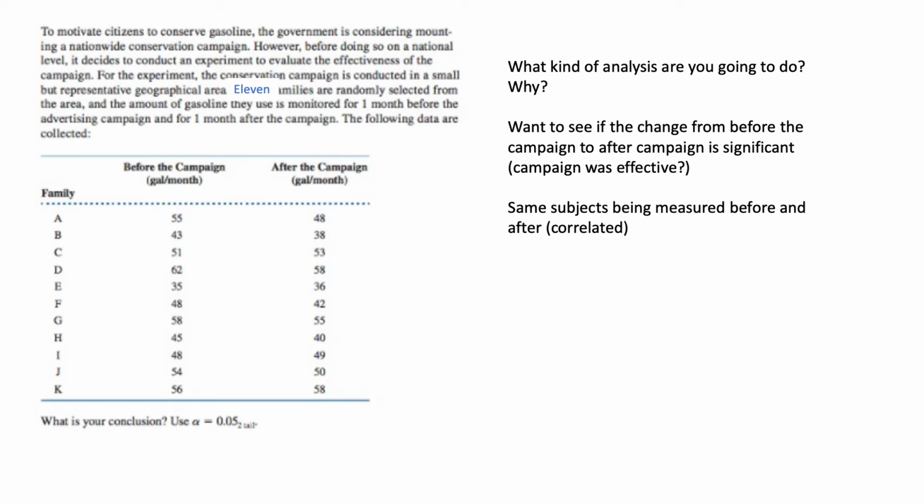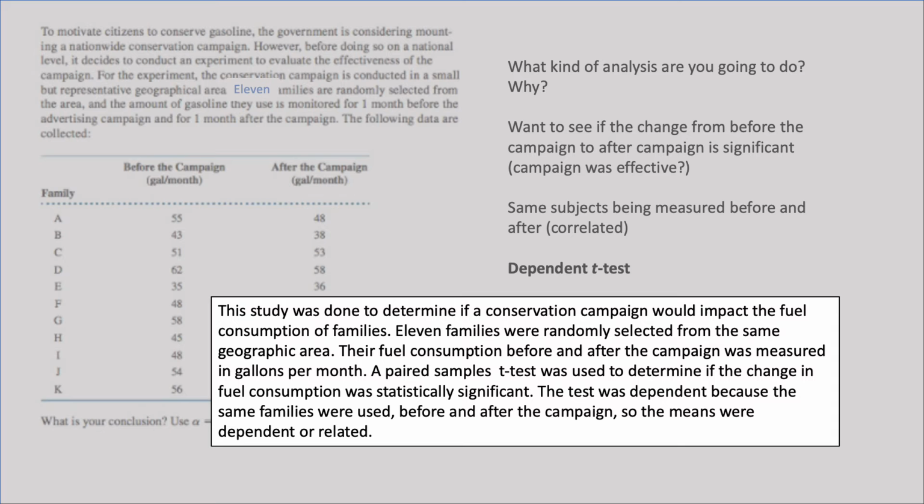I have the same subjects being measured before and after. It's 11 families. They get measured before, the amount of gasoline they use, and after the campaign. So they're correlated. I decide I'm going to use a dependent t-test or a paired samples t-test. And here's how I'd write it up.